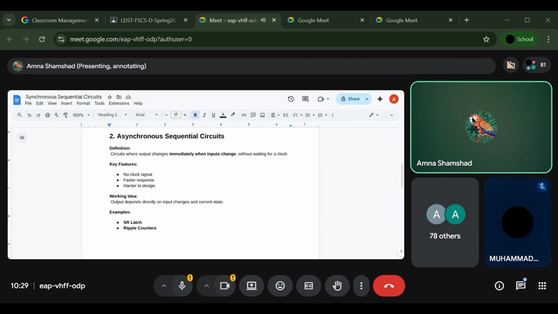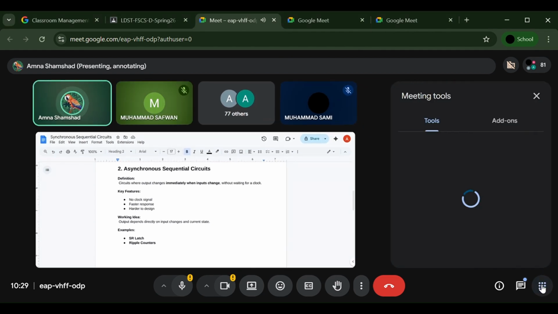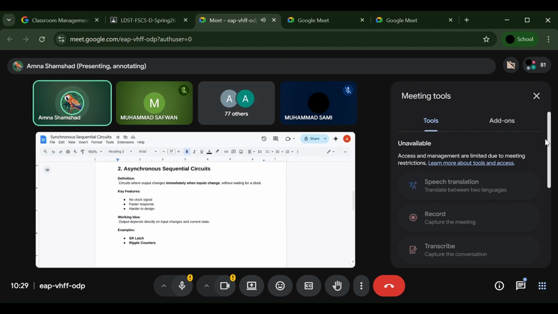And harder to design means, in the sense of hardware, that it will need extra circuitry for making the output stable. The working idea is again the same: the output depends directly on the input change and the current state. There is no clock signal present in this.